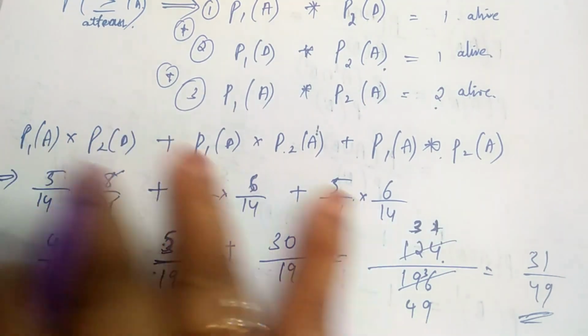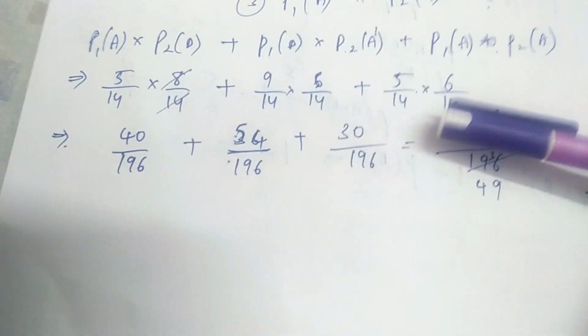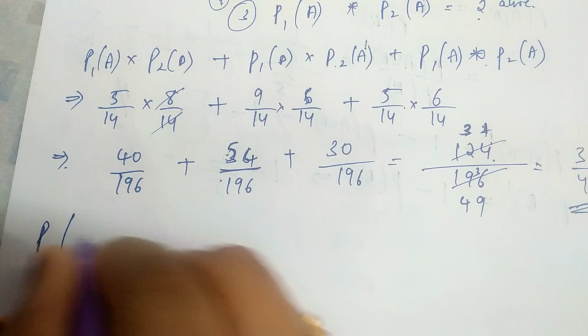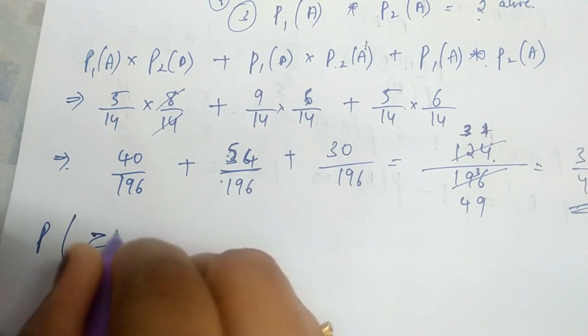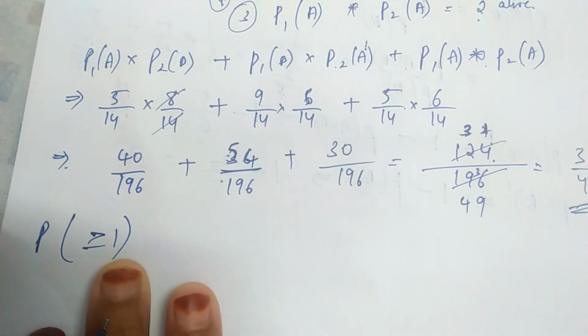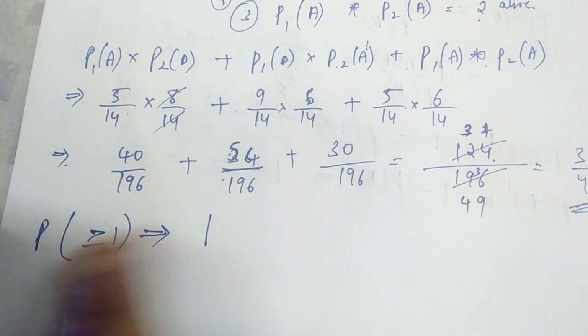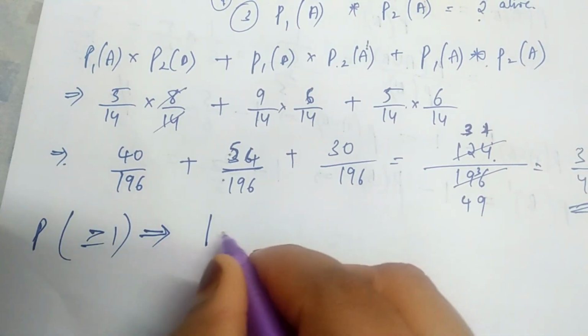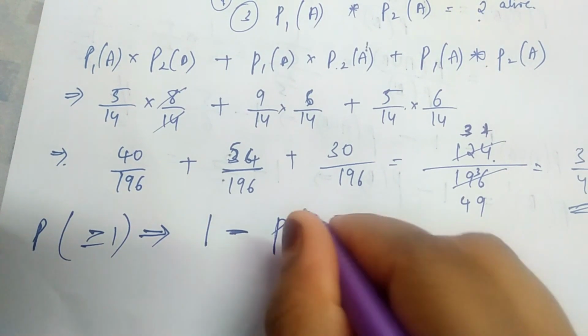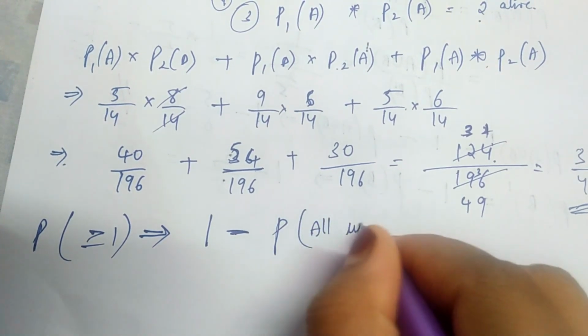This is one of the ways, which is the elaborate one. Another way is that for the probability of an event happening at least, that is more than or equal to 1, we can directly say it is the complement: the event not happening. That is 1 minus the probability that all will be dead.